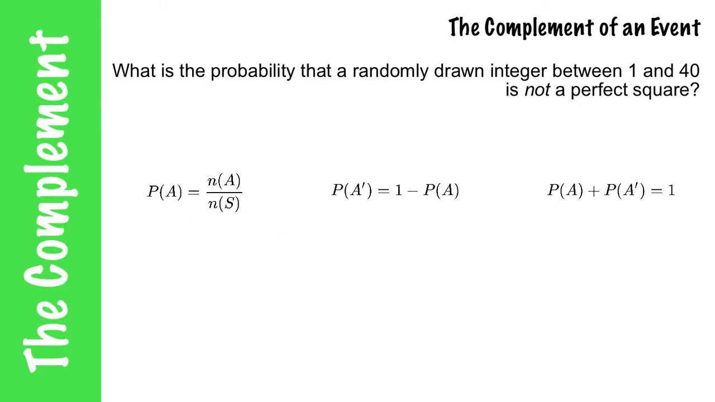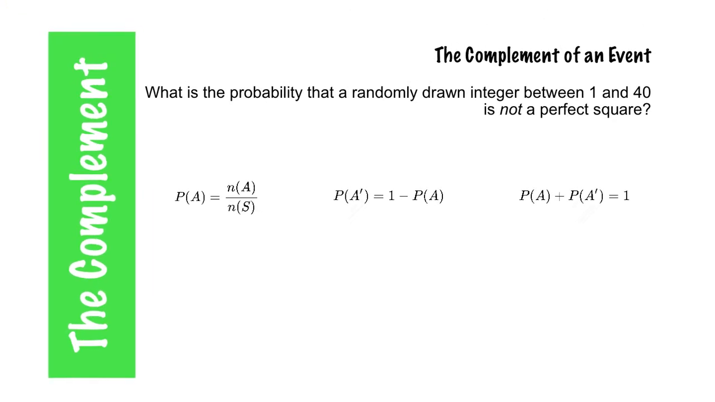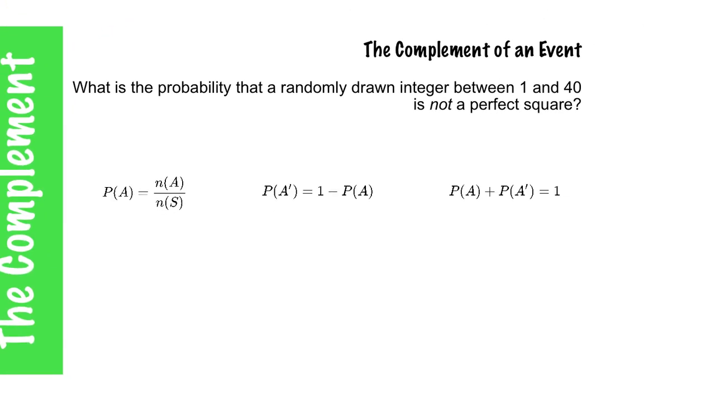So now let's talk about the complement of an event. So what is the probability that a randomly drawn integer between 1 and 40 is not a perfect square? So let's first find how many times it is a perfect square. So a perfect square would be numbers like 1 times 1 is 1, 2 times 2 is 4, 3 times 3 is 9, then we have 16, 25, and 36. So it looks like we have 6 perfect squares between 1 and 40.